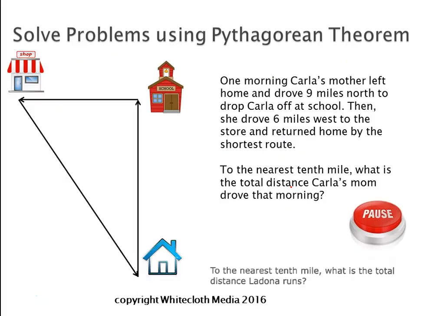All right, this last one. I'm going to draw the picture for you. Go ahead and read it and see what you can come up with. All right, last one. One morning, Carla's mother left home and drove 9 miles north to drop Carla off at school. Then she drove 6 miles west to the store and returned home by the shortest route. To the nearest tenth mile, what was the total distance Carla's mom drove that morning?